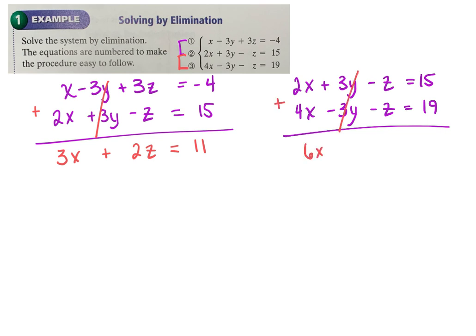Again, my Y's cancel, which must happen for this to work. And then -1 and -1 give me -2. And 15 and 19 give me 34. All right, so I've successfully eliminated Y.